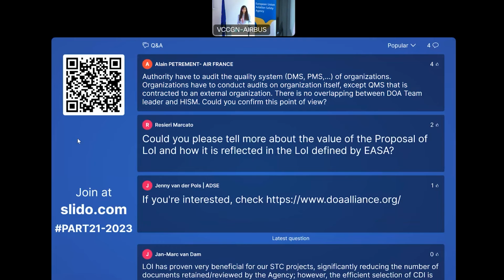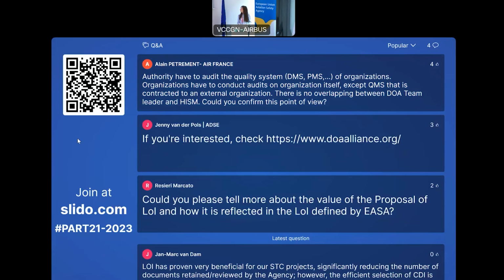So there is one question from Alain Petremont from Air France about whether or not there is an overlap between the DOA team leader and the head of independent safety monitoring. So could you confirm or not? I think Manfred might be for you. Yes, this is the item I mentioned before, that we really make use of the ISM.